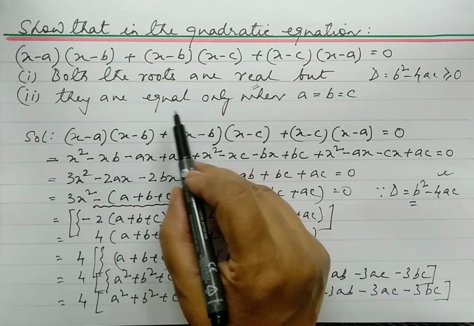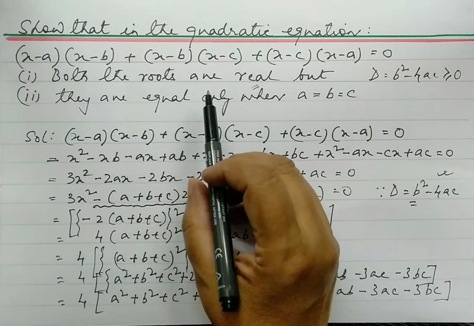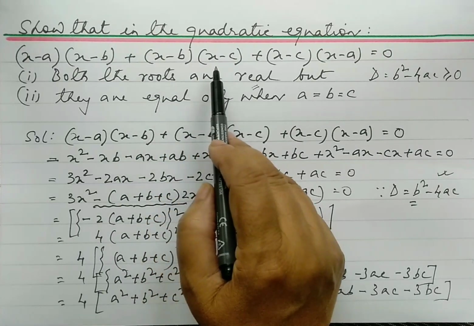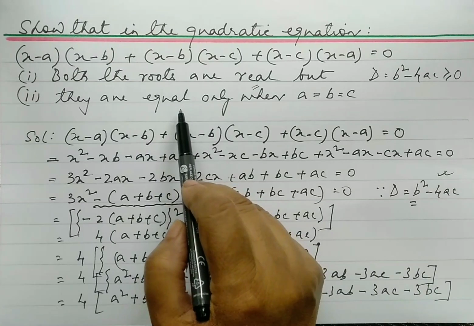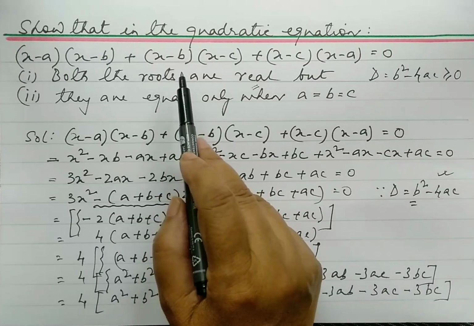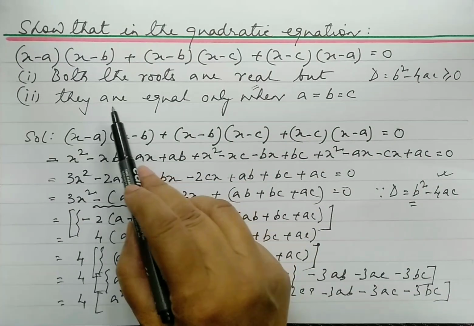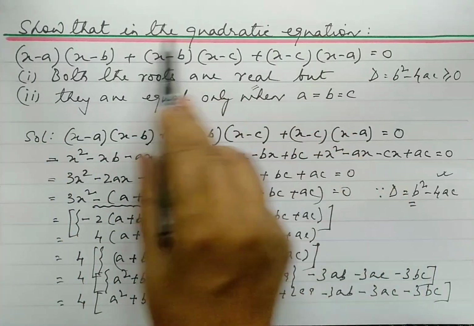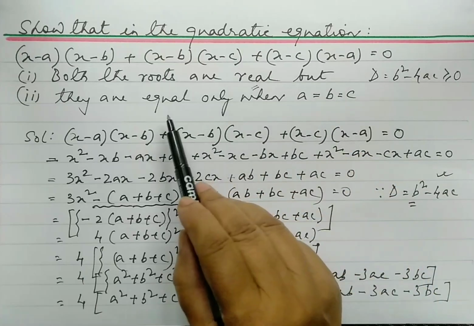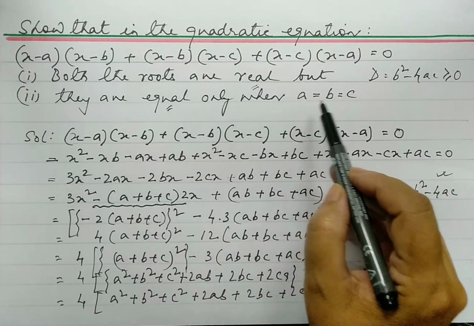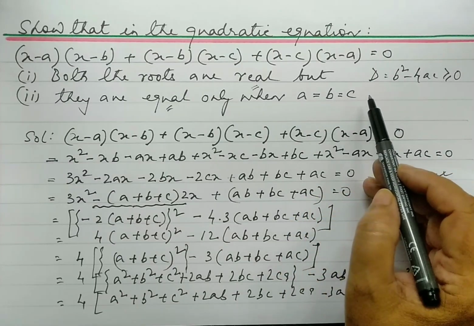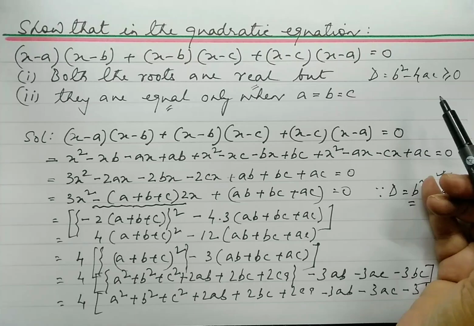The second thing that we have to prove is that the roots, as in the values of x, the solutions for x, are equal. They are mirror images, like if x is 3, the other x has to be 3 too. So we have to prove that this quadratic equation will have equal roots only when a equals b equals c, meaning a, b, c are all equal to each other. So how do we prove this?